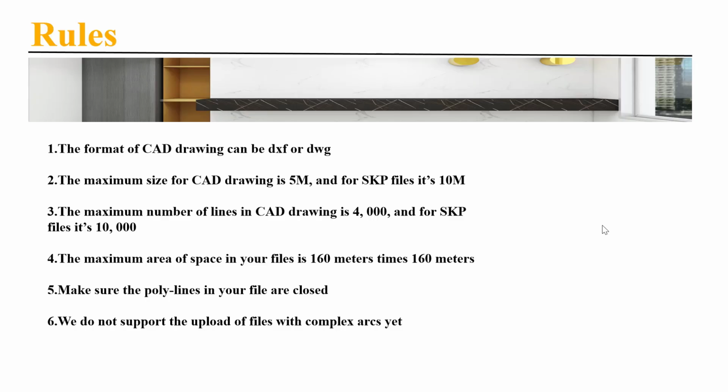First, the format of a CAD drawing can be DXF or DWG. Second, the maximum size is 5M for CAD and 10M for SKP. Third, the maximum number of lines in a CAD drawing is 4,000. For SketchUp files, it is 10,000. 4. The maximum area of space in your files is 160 by 160 meters. 5th, make sure the polylines in your file are closed. 6th, we do not support the upload of files with complex arcs yet.